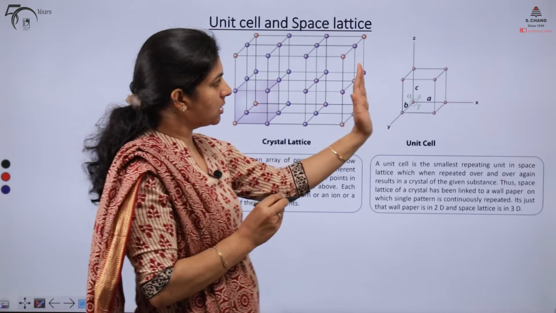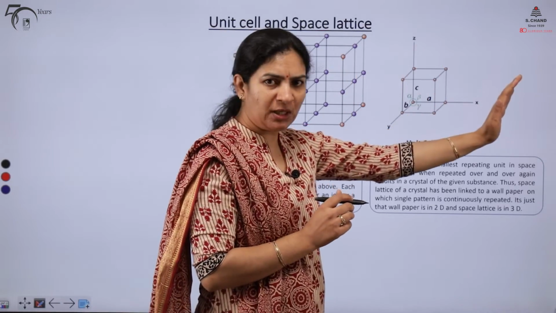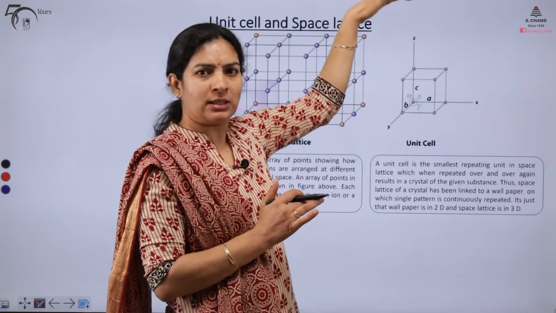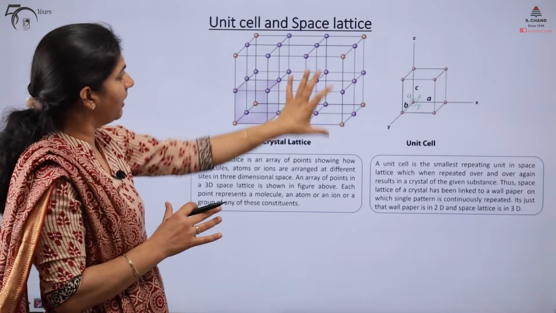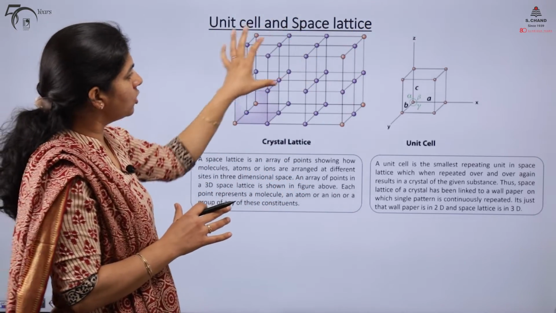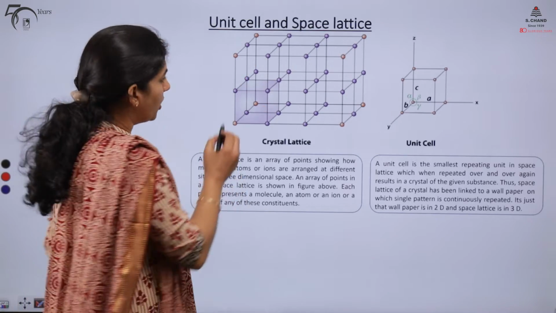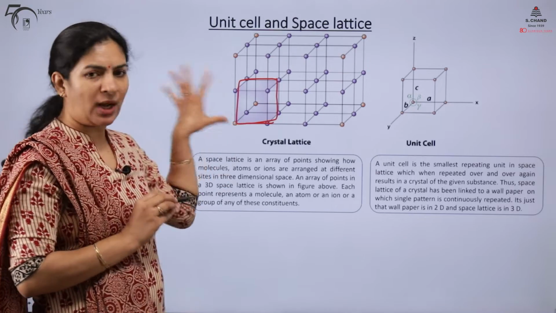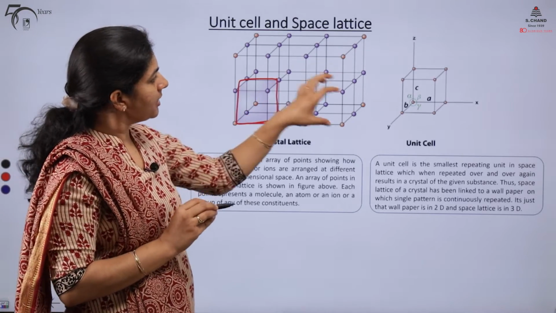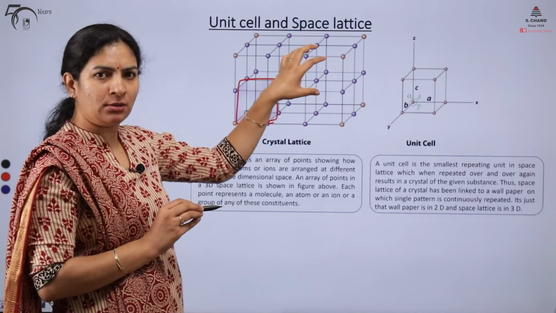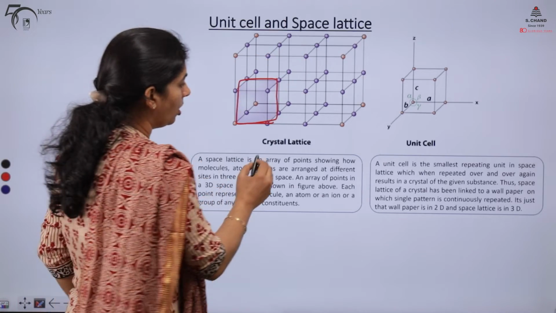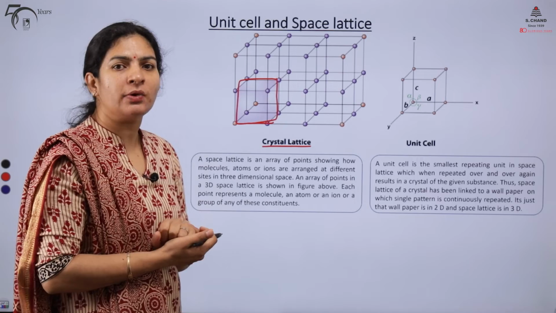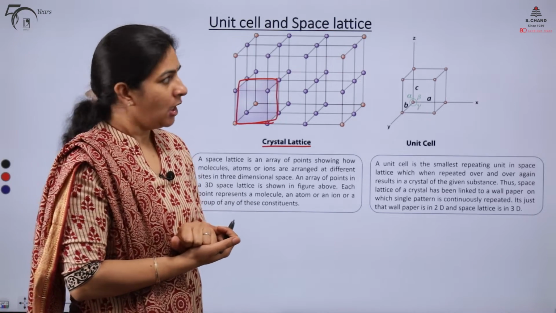So that means this unit cell is going to get repeated in x direction, in y direction and in z direction in order to get this complete lattice. This is known as the space lattice. As we can see, this particular portion is representing one unit cell. On repeating this unit cell in different directions, in all the 3 directions, we get something which we call the crystal lattice.